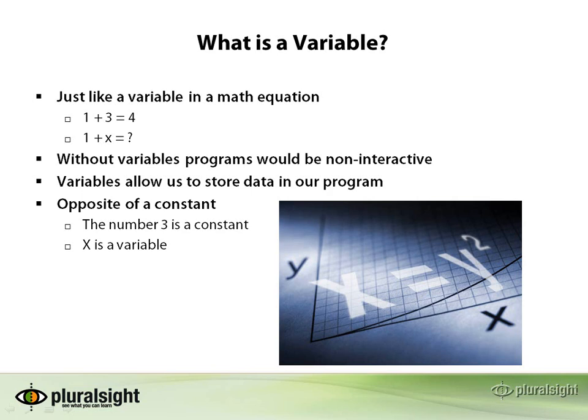Basically, a variable is just like a variable in a math equation. It's the same thing. If you're familiar with algebra, then you already know essentially what a variable is. And you can see here I've got an example of 1 plus 3 equals 4. There's no variable in there. But if we said 1 plus x, then it's going to be equal to something unknown. It depends on what x is. Same thing in a programming language.